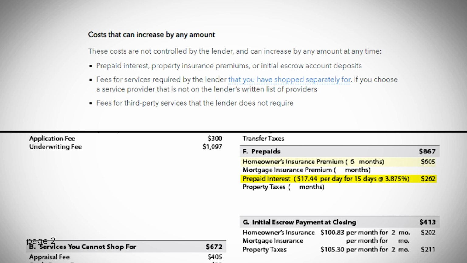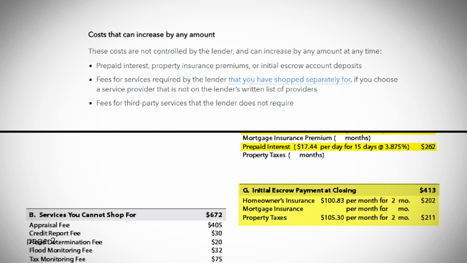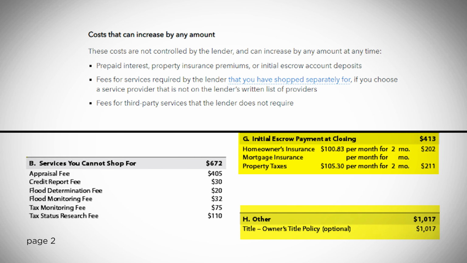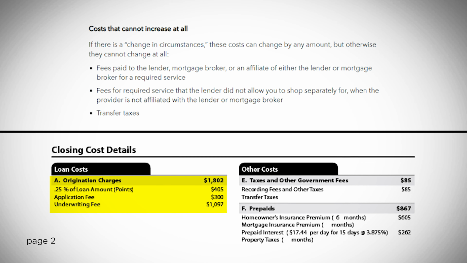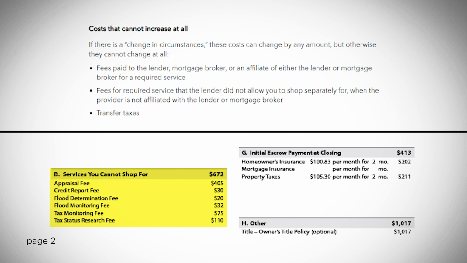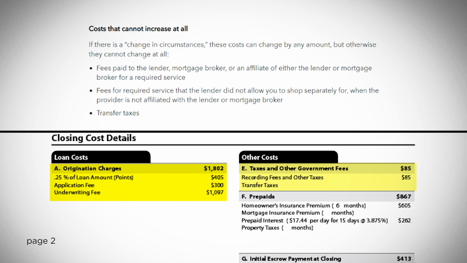Prepaid interest, property insurance premiums, or initial escrow account deposits, fees for services required by the lender that you have shopped for separately, and fees for third-party services that the lender does not require. Again, assuming no change in circumstance, here's the cost that cannot increase at all. Fees paid to the lender, mortgage broker, or an affiliate of either the lender or mortgage broker for a required service. Fees for required service that the lender did not allow you to shop separately for, and transfer taxes.